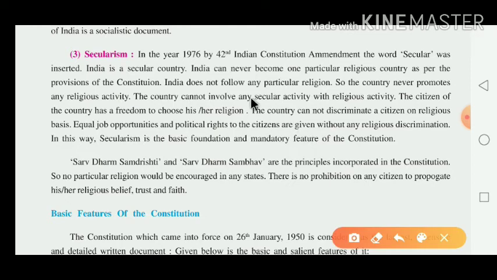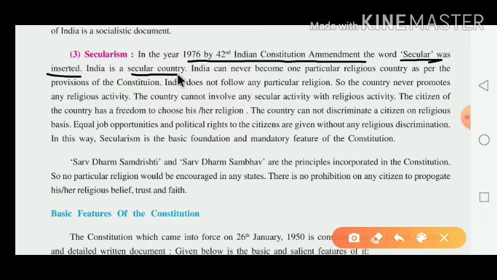Dear children, we have already learned in the previous lesson that in 1976 the word socialist was included in the 42nd Amendment. In the same way, in 1976 by the 42nd Indian Constitution Amendment, the word secular was also inserted. India is a secular country, and we know this very well.